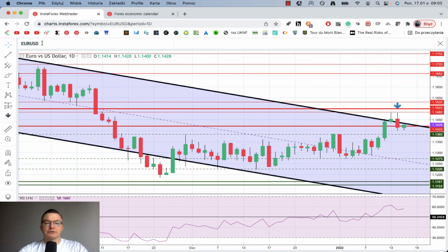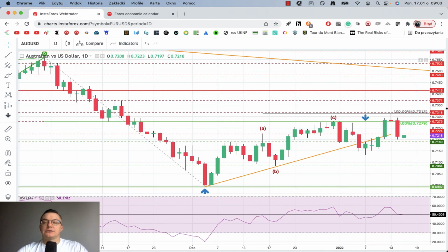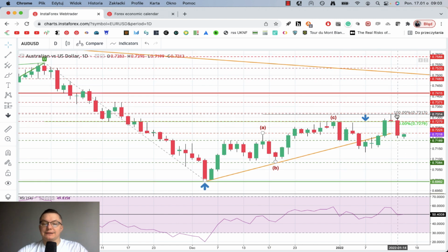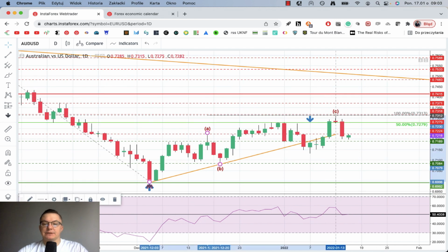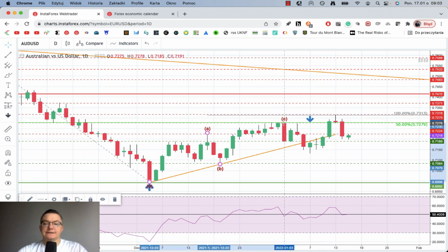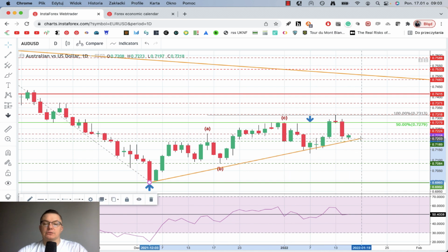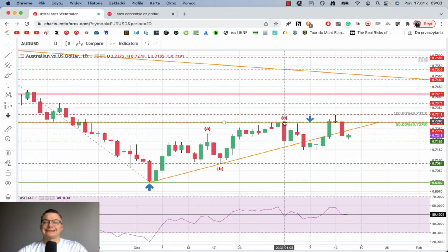So as I said, the Australian dollar. The Australian dollar has finally hit the 100% Fibonacci extension right here, so that's very good news, and it looks like our wave C has been completed here. However, right now I think this market is trying to evolve into a more complex and time-consuming correction, because it is clearly a kind of corrective pattern. It's not an impulsive pattern right now.